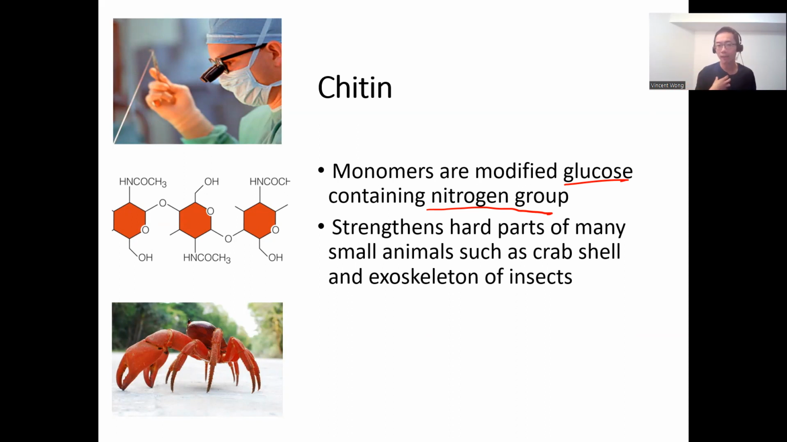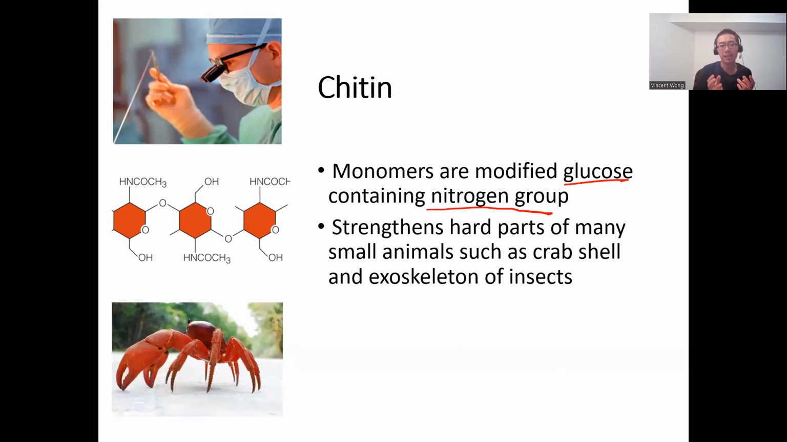We don't have chitin. Humans don't have chitin, but we actually use chitin in medicine. Because it's a biodegradable substance, it's excellent to use as surgical threads. So if you remove your wisdom teeth, they can stitch you up with chitin threads, then you don't have to go back to remove the threads. It will just naturally dissolve in your mouth. Same thing for other kinds of surgery.